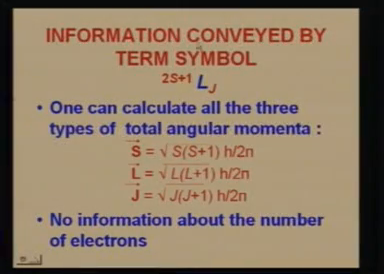As you can see here, this information comes from the term symbol. If this is the term symbol for any configuration, then by looking at the term symbol for that energy state, one can calculate all three types of angular momentum. The total spin angular momentum you can calculate, because this is 2S plus 1; you can calculate S from here, substitute S here, and you are able to calculate the total spin angular momentum.